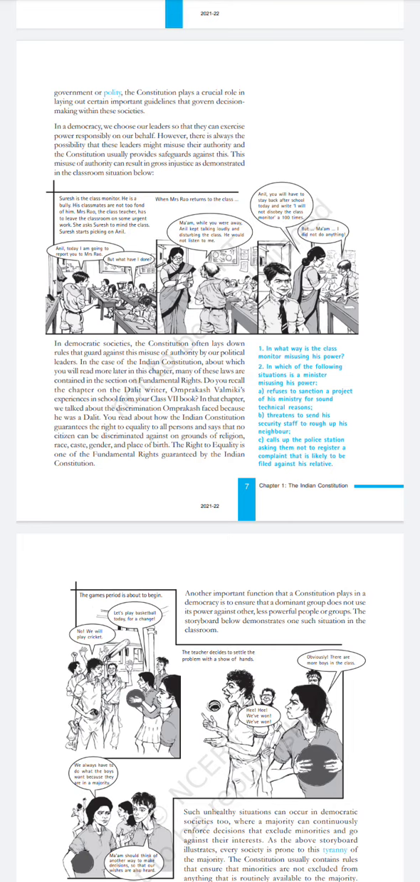Take a look at these cartoons. Suresh is the class monitor. He is a bully. His classmates are not too fond of him. Mr. Rao, the class teacher, has to leave the classroom on some urgent work. She asks Suresh to mind the class. Suresh starts picking on Anil. Anil, today I am going to report you to Mr. Rao.